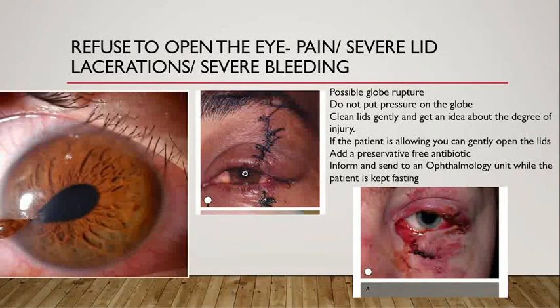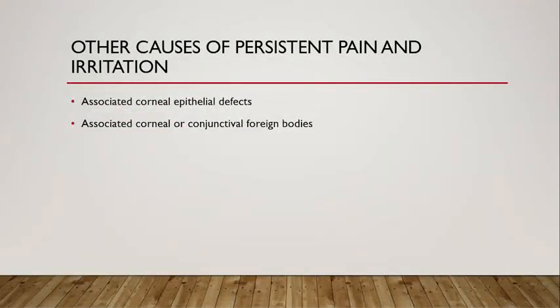Therefore, don't put pressure on the globe, and gently clean the eyelids, and don't try to pry open, but use a device which is safe. It doesn't push on the globe to open the eye. If the patient is allowing, you can gently open the lids, and then you can add a preservative free antibiotic, because the preservative, if it goes inside the anterior chamber, is toxic. And it's important to send to the ophthalmology unit when the patient has been kept fasting for the surgery. And the important thing is, from a peripheral unit, sometimes getting an ECG at a certain time of the day might be difficult, so if possible, send with an ECG as well.